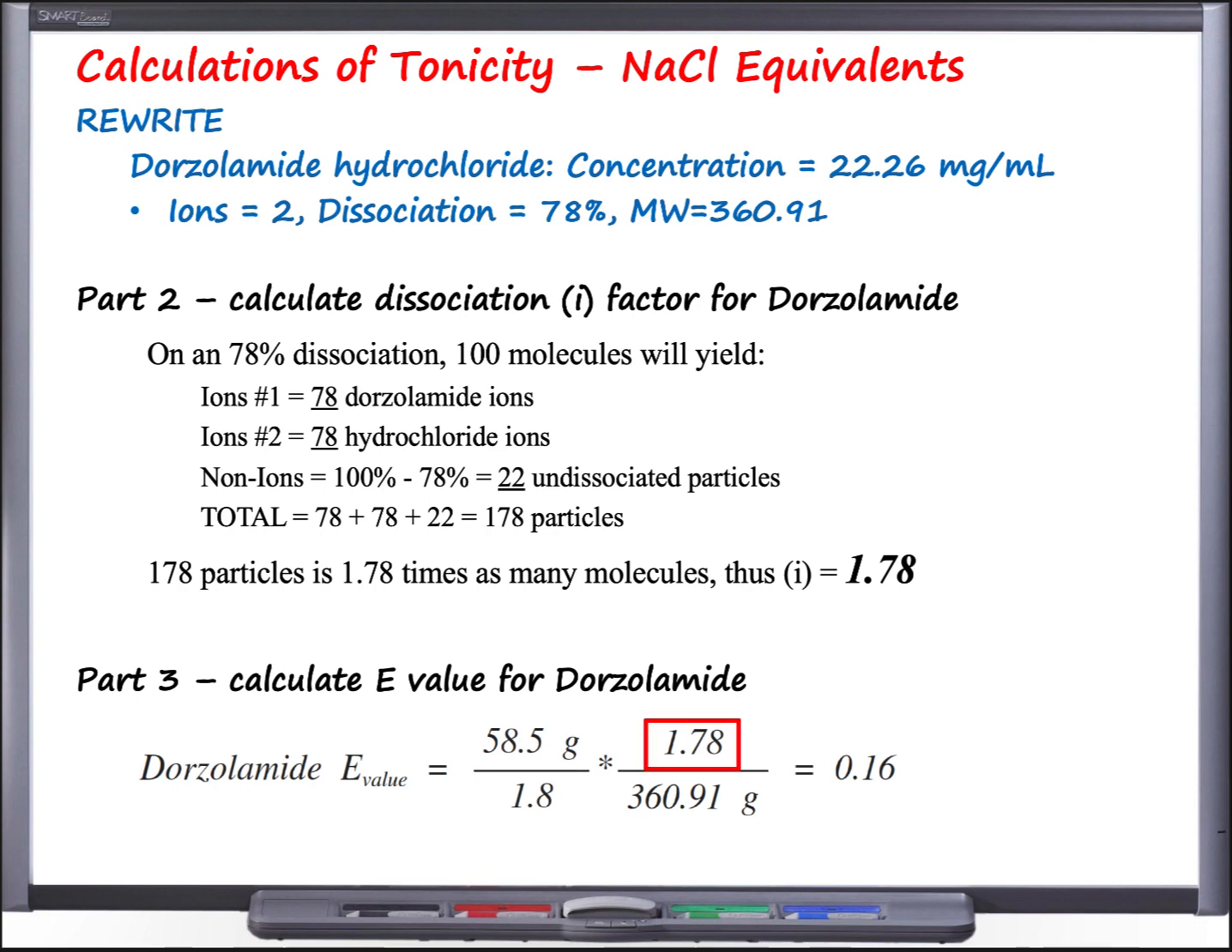We are then going to multiply by the dissociation factor of our drug, in this case dorzolamide, which we just calculated to be 1.78. And then we divide by the molecular weight for dorzolamide, which was given to us as 360.91. So if we do all of that math, we get a final value of 0.16. I'll remind you that is the E-value, which means that we get 0.16 grams of sodium chloride for every 1 gram of dorzolamide. Now we have what we need to go forward.